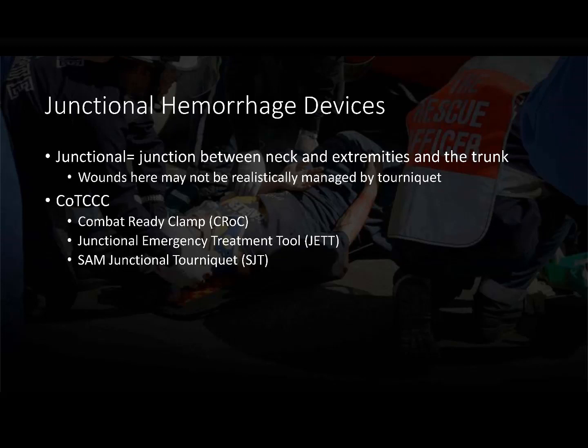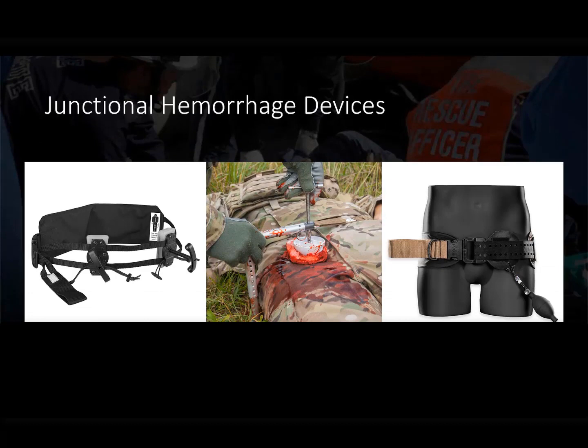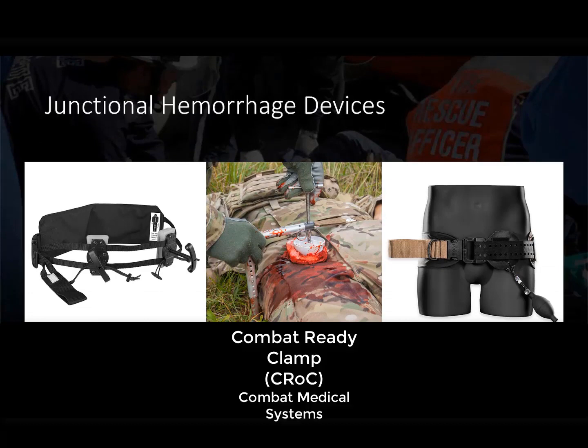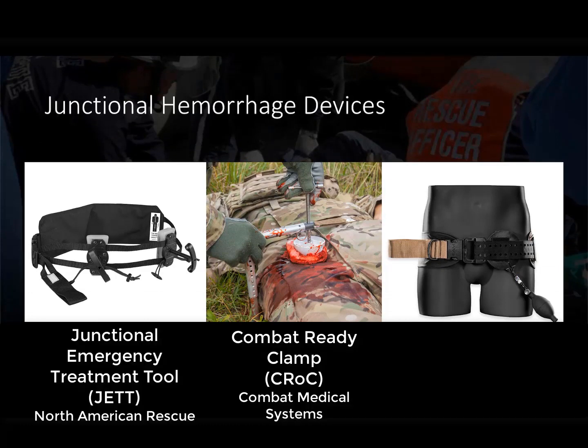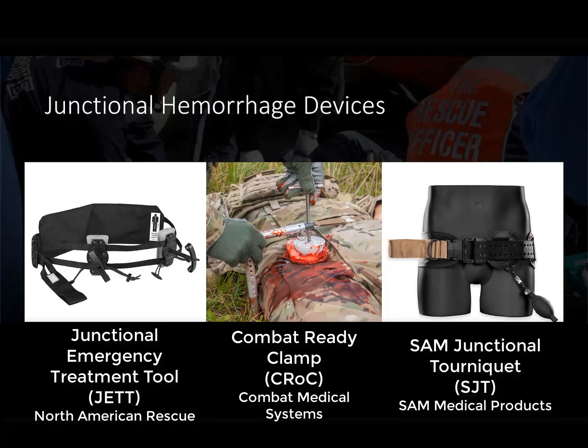The Committee on Tactical Combat Casualty Care currently has three junctional hemorrhage devices that it approved. The first is the Combat Ready Clamp. We see some pictures here. Combat Ready Clamp, the JETT Junctional Emergency Treatment Tool, and finally the SAM Junctional Tourniquet. Now, there's a whole lot of different steps involved in each of these devices, but the big idea is that we have some type of application of pressure right at that point where the large vessel is bleeding at the junctional part of the trunk and the extremity.